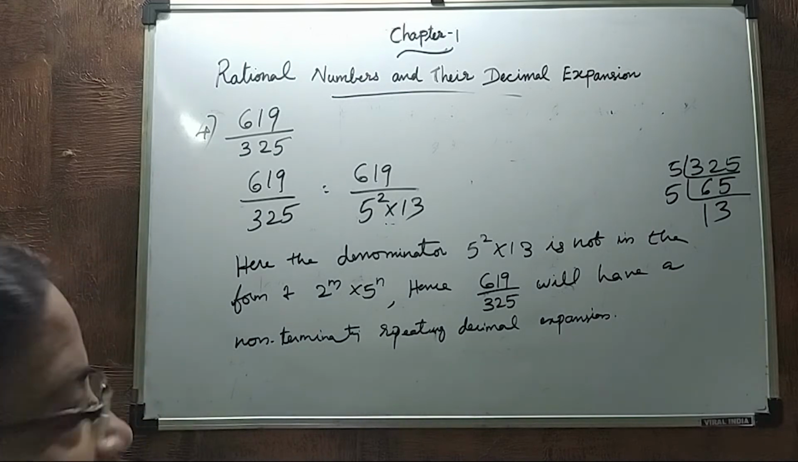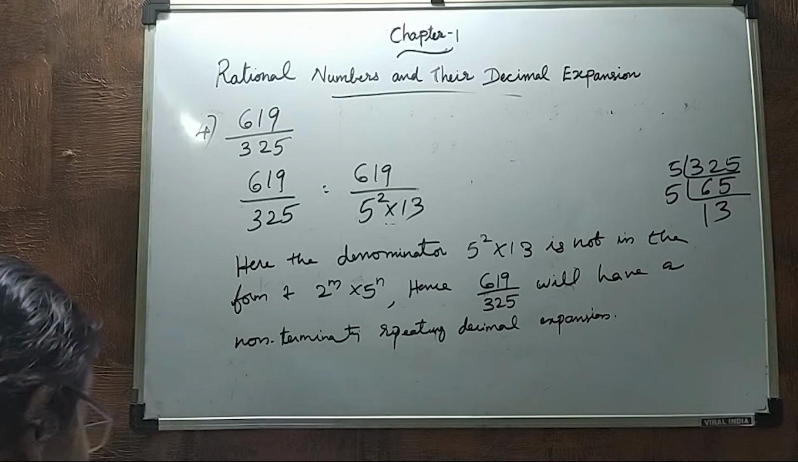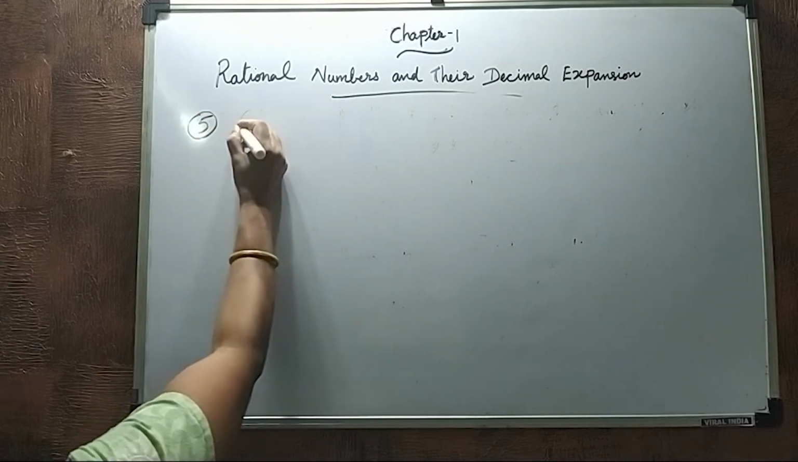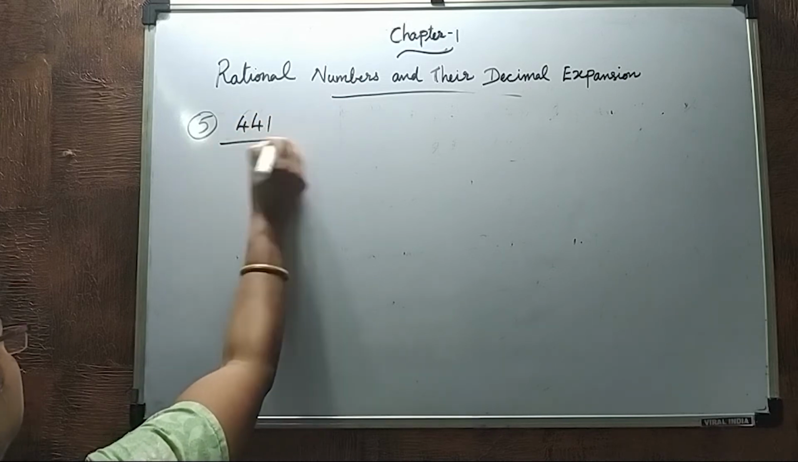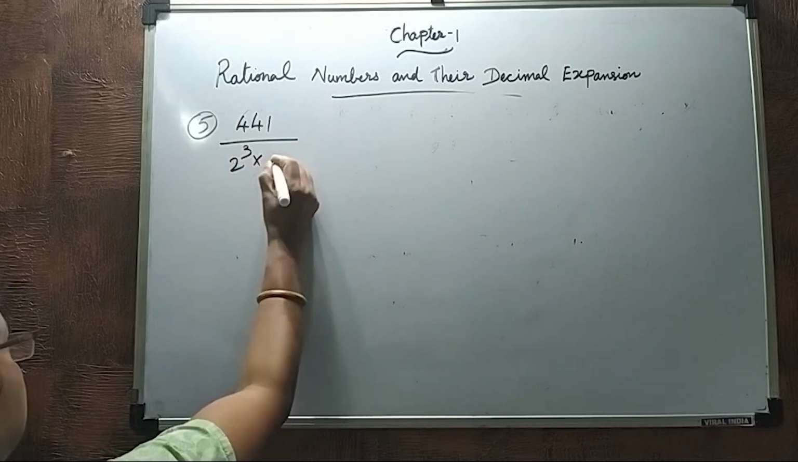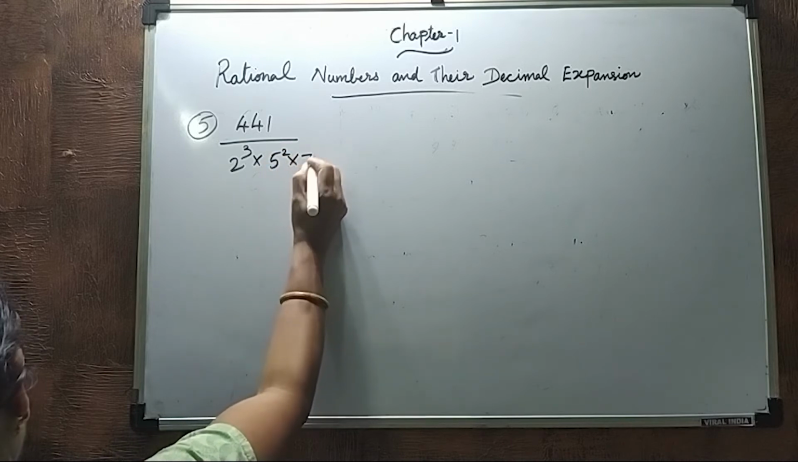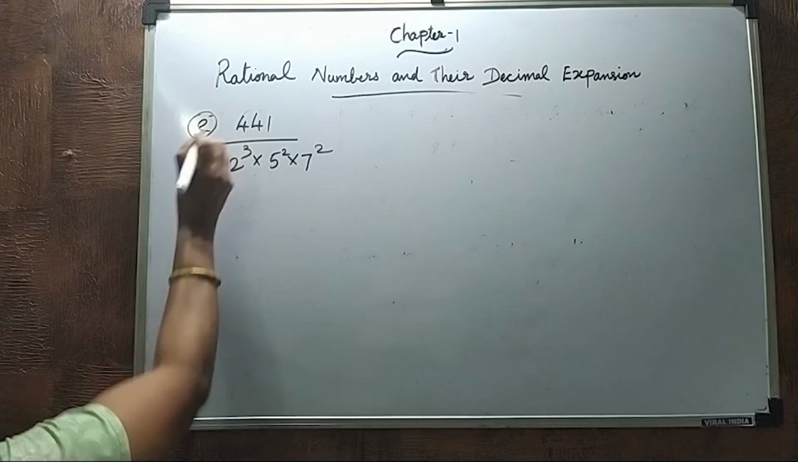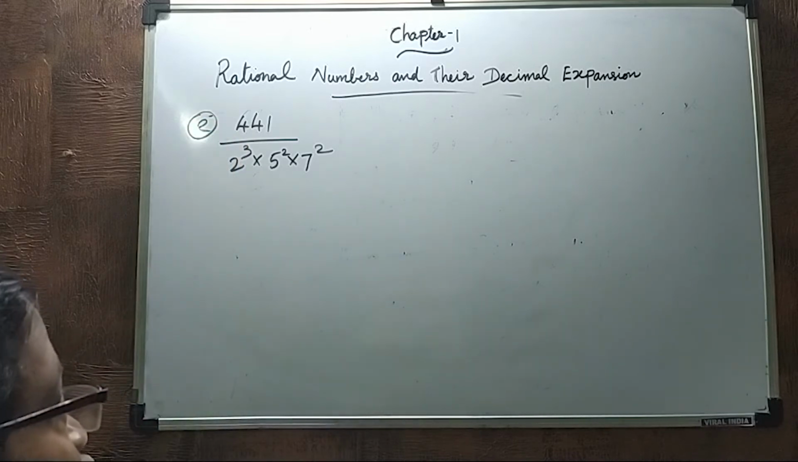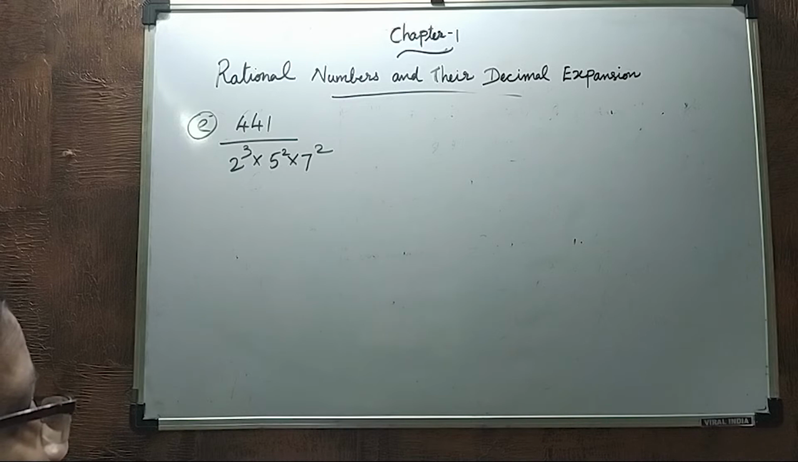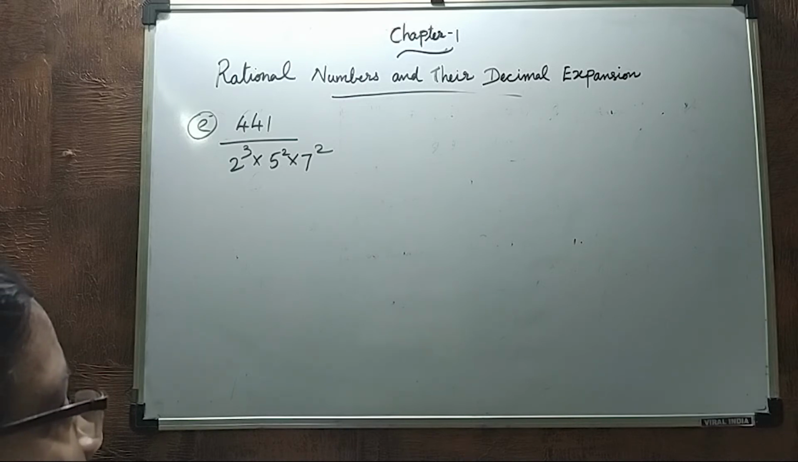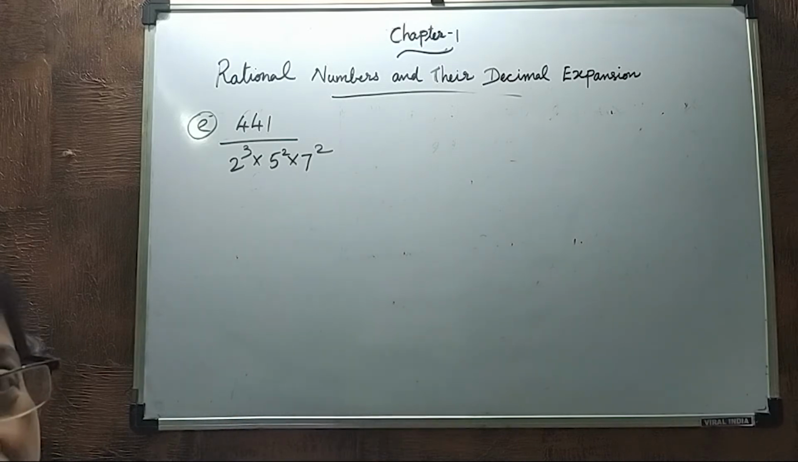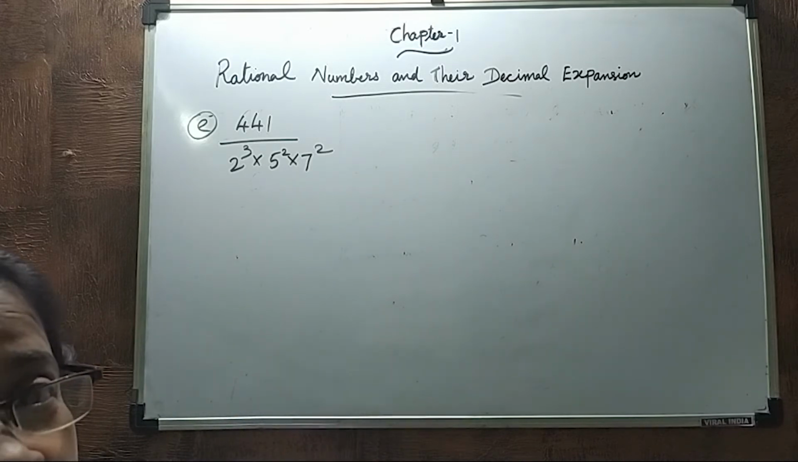So one more problem I will show you, then we will move to the other section. Okay, question number 3: 441 divided by 2 raised to 3 into 5 square into 7 square. Now what will you do? It is 7 square, so can you say it is non-terminating repeating? No.